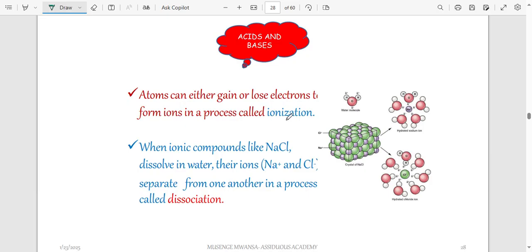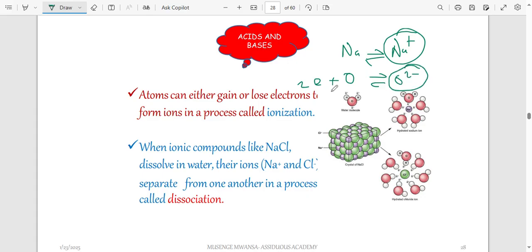When you get a compound and it loses a hydrogen, for example, you have sodium. When sodium loses electrons, it will become a sodium ion, because it has become charged by losing electrons. Or oxygen, when it gains electrons, it will become an oxygen ion. Because it has become an ion by gaining electrons, that's known as ionization.